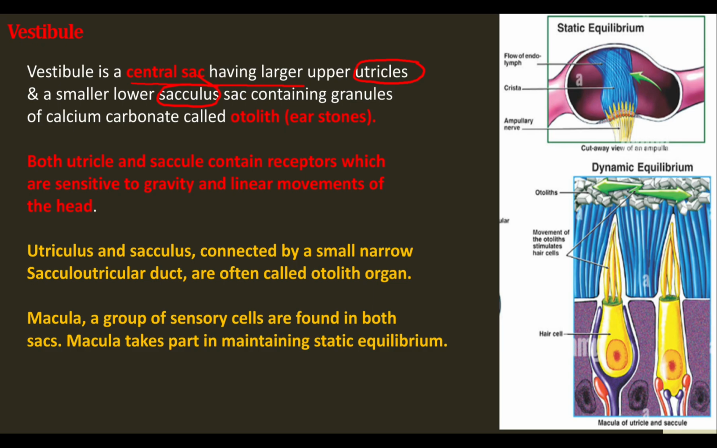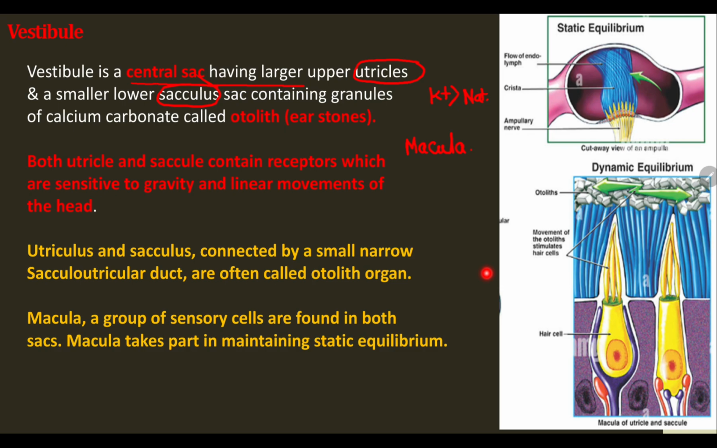This utricle and saccule have sensory organs. Inside utricle and saccule, sensory organs are present, and those sensory organs are called macula. Utricle has a macula, and saccule has a macula, right? They are filled with a fluid. That fluid is called endolymph. And here also endolymph is potassium ion rich. Potassium ion concentration is high, sodium ion concentration is low.